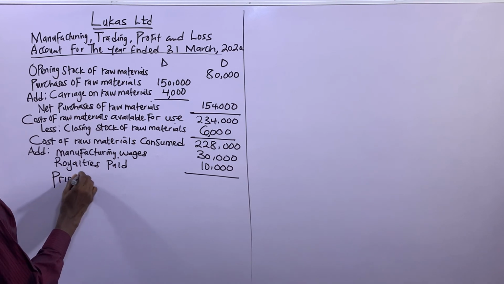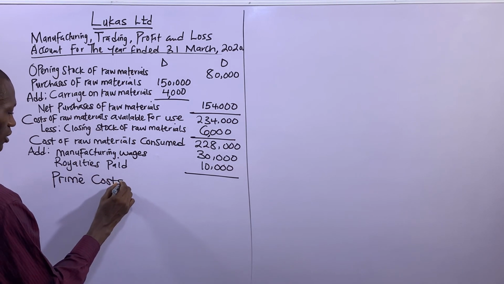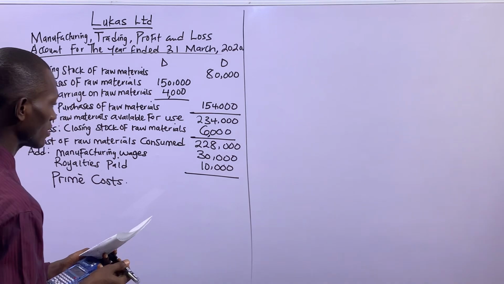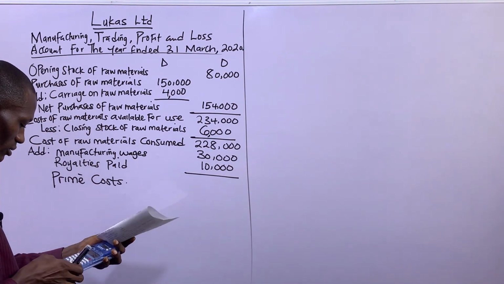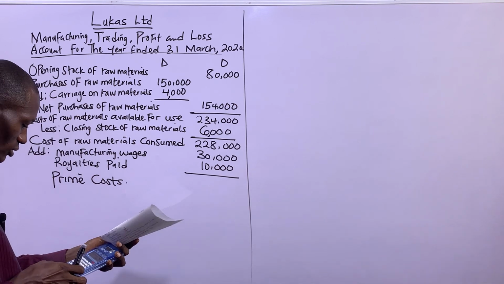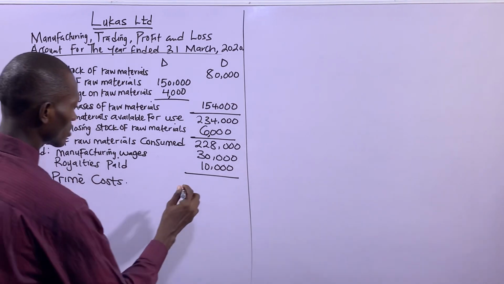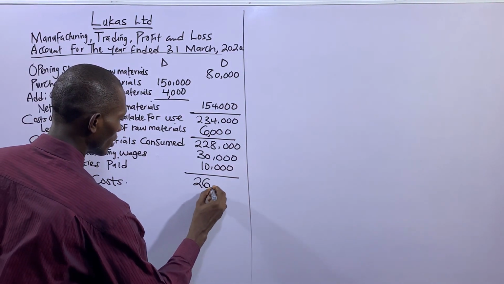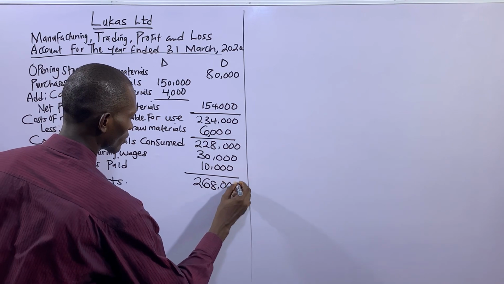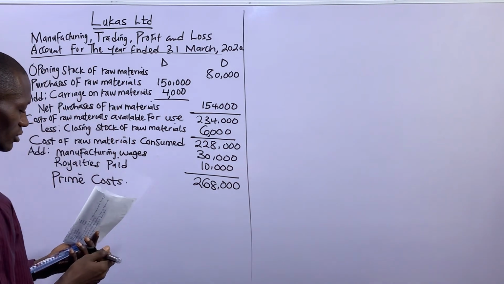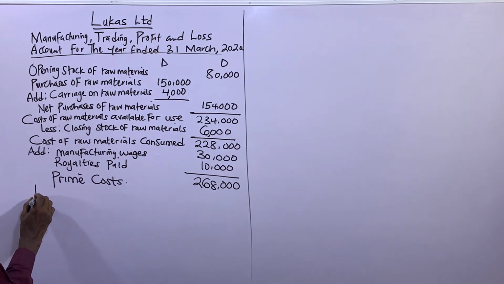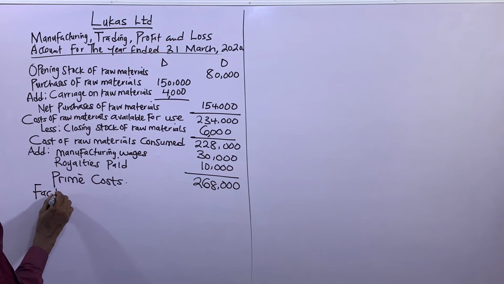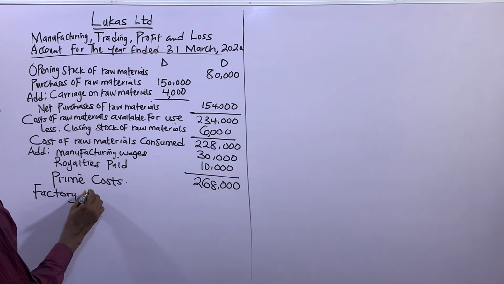So prime cost: that's 228,000 plus 30,000 plus 10,000. That gives us 268,000. So these are prime costs. Then we have our factory overheads.